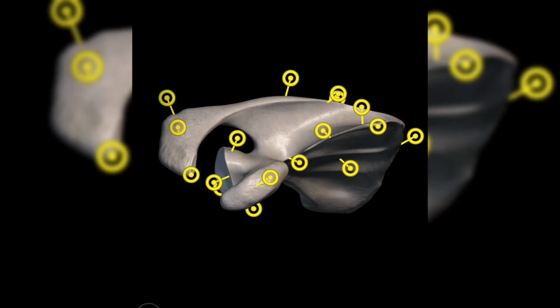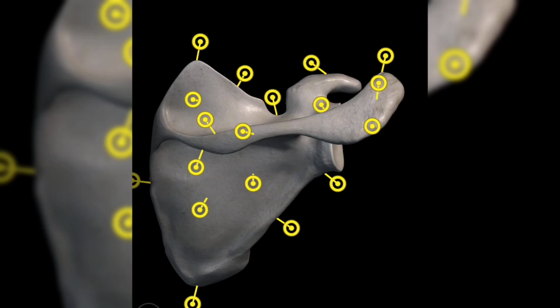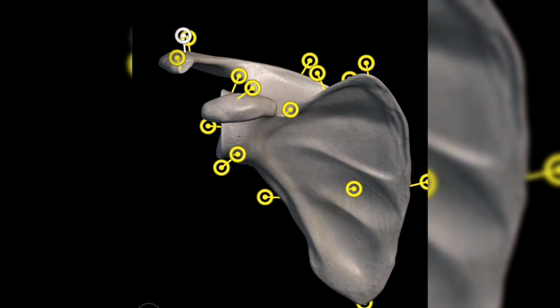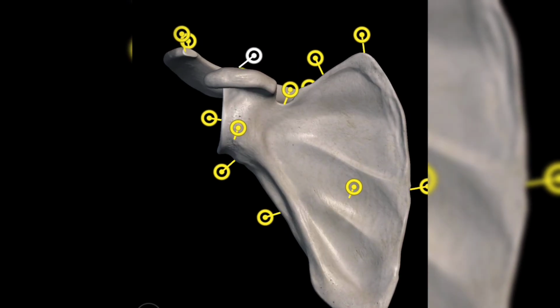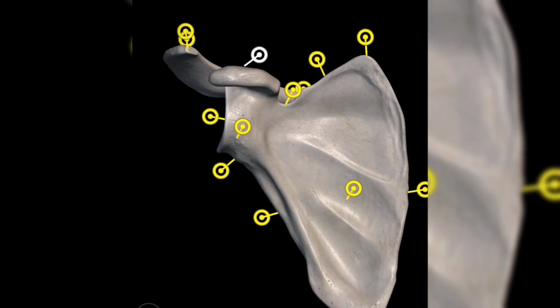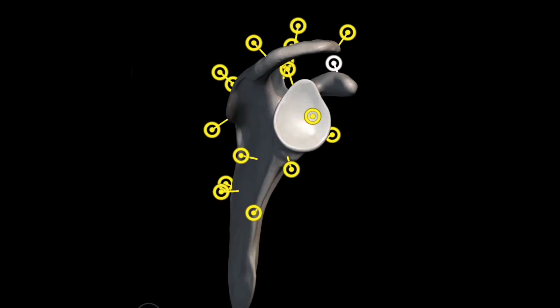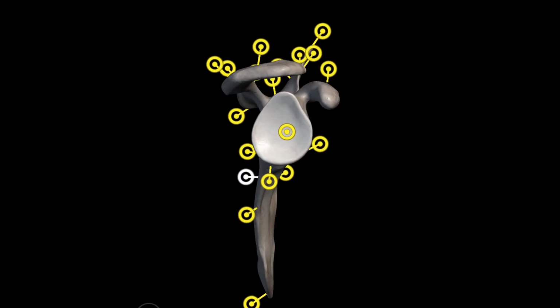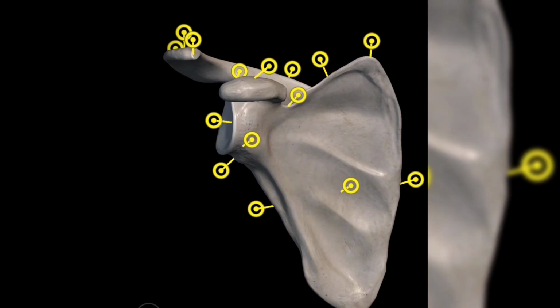spinous, acromion and coracoid process. The body is triangular, thin and transparent. It presents the following features: 2 surfaces, costal and dorsal, 3 borders, superior border, medial border and lateral border.